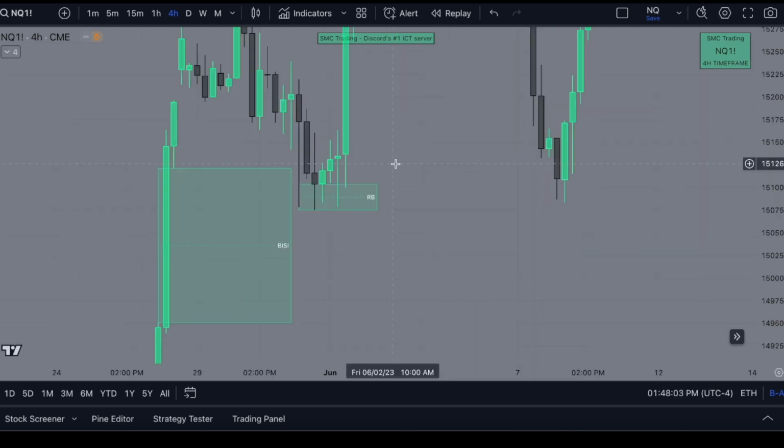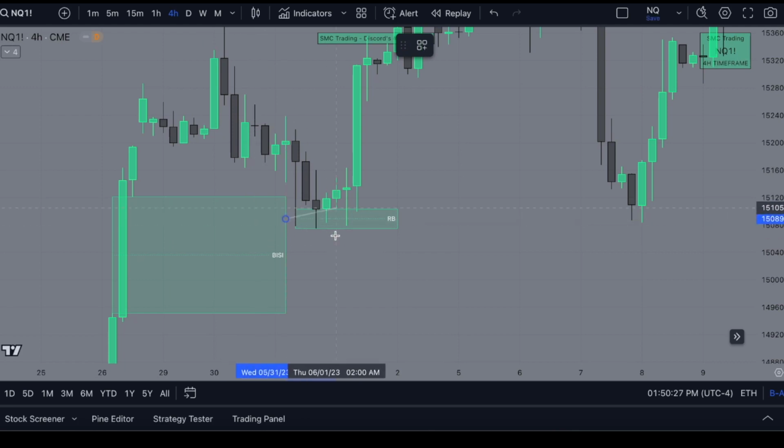One thing I like to see with rejection blocks is high resistant liquidity. Basically what that means is you don't want the wicks to be forming a trend line. So when there's no line like this, it's basically higher probability, just because there's less liquidity to be taken there.